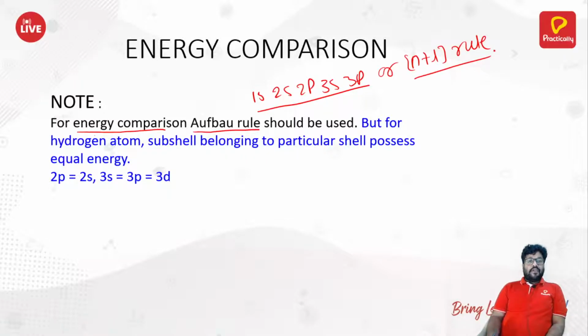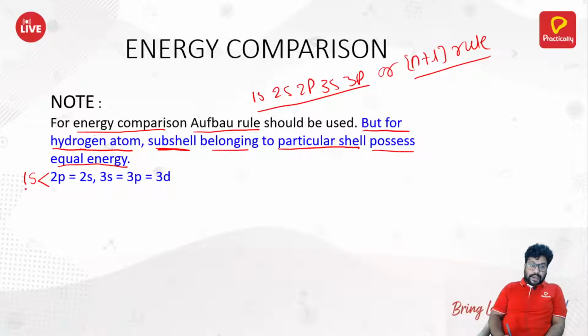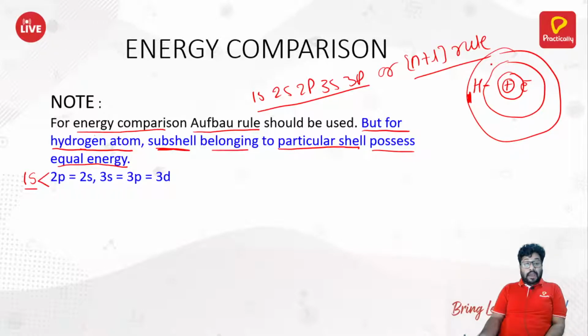Okay. So for energy comparison, the above rule should be used. But for the hydrogen atom, subshells belonging to a particular shell possess equal energy. For hydrogen, the 1s orbital has lesser energy, but hydrogen has only one electron. Remember, the atomic number of hydrogen is 1. So this is a nucleus surrounded by just one electron. It might have some other shells, but those shells will not have any electron.